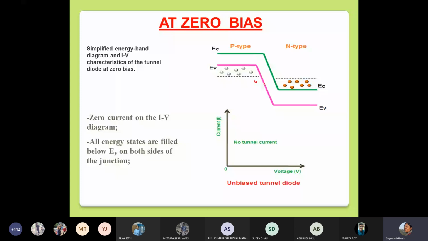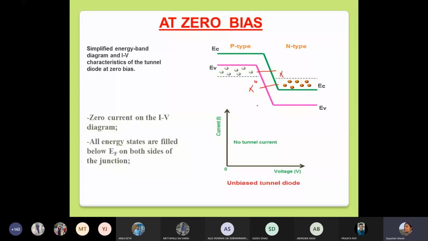Okay, so right now the holes are here and the electrons are here, and there is no way that the holes can see the electrons. I don't see any electrons here, right? Similarly, these electrons cannot see any holes because there are no holes in this portion. So at zero bias, where there is no potential applied, no current can flow because the electrons and holes are not able to see each other.